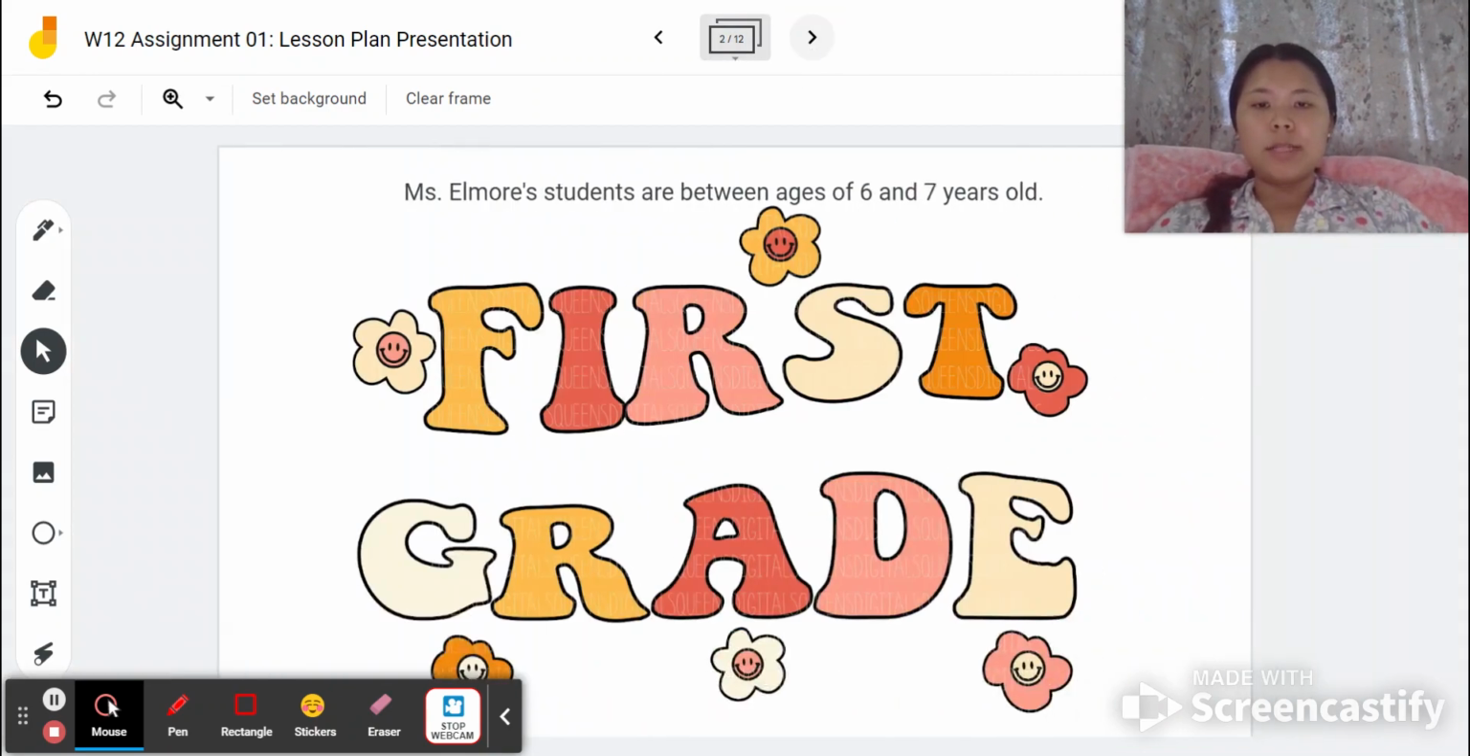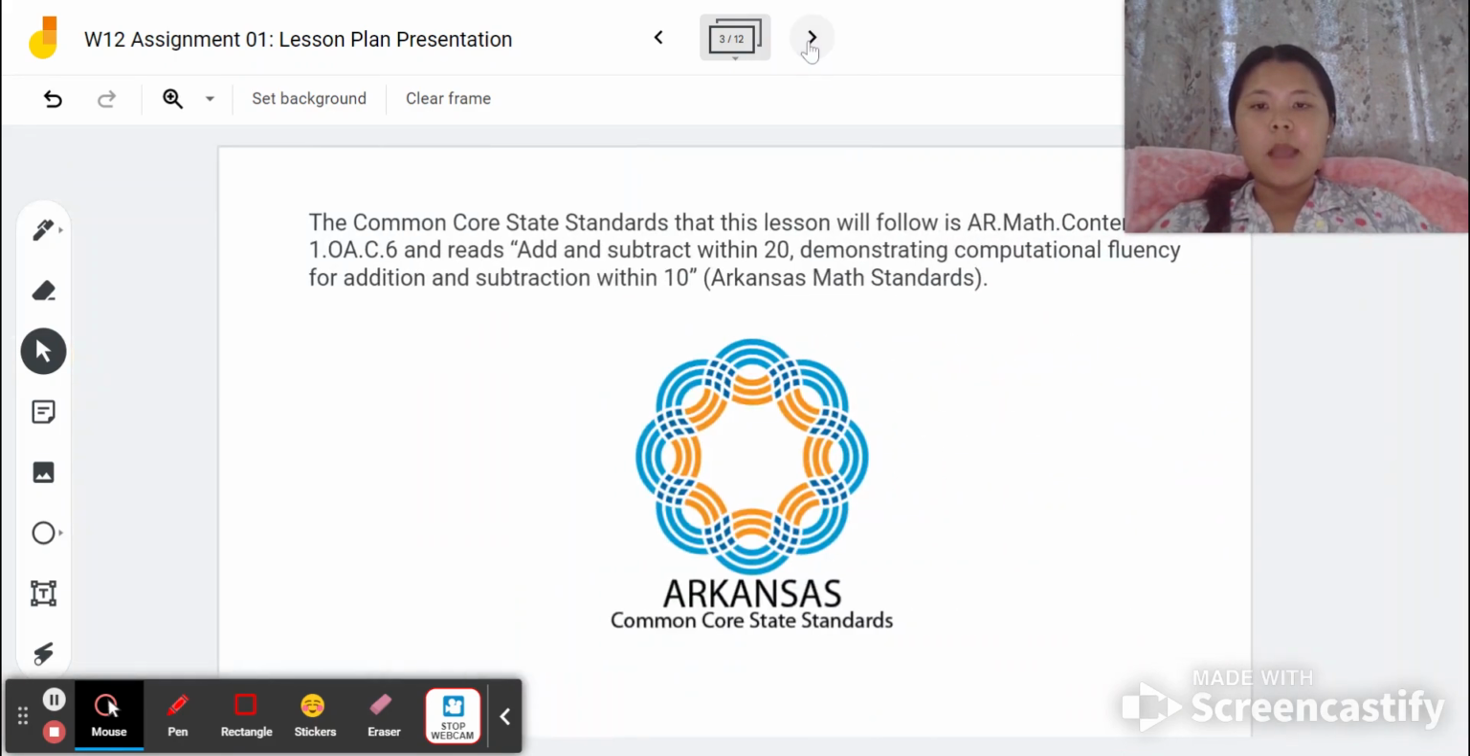Miss Elmore's students are between the ages of 6 and 7 years old, and they are in first grade. The lesson that I designed for Ms. Elmore is specifically made for math class and aligns with the Common Core state standard that basically says that first grade students will be able to add and subtract within 20, demonstrating computational fluency for addition and subtraction within 10.